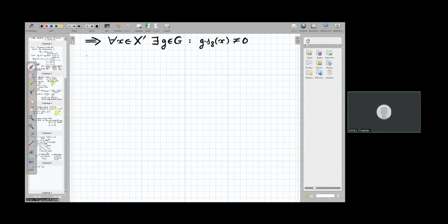And this implies, of course, that the section S delta itself does not vanish at the g inverse shift of X. So, in other words, the vanishing locus of S delta on X prime does not contain any G orbit.